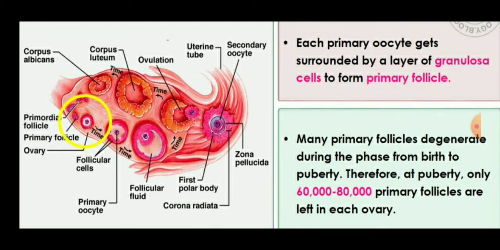Each primary oocyte gets surrounded by a layer of granulosa cells to form the primary follicle. Many primary follicles degenerate during the phase from birth to puberty, so that at puberty only 60,000 to 80,000 primary follicles are left in each ovary.